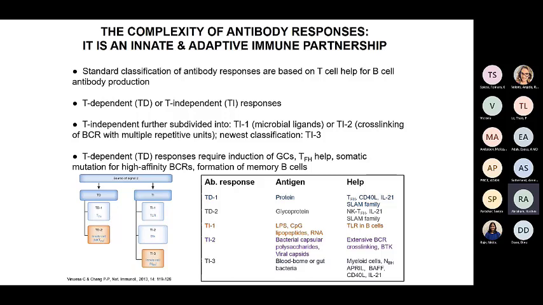IgG, IgA, IgE, etc., because they serve particular functions, right? So for mucosal immunity, IgA is very important. For antibody responses to allergens or parasites, etc., IgE antibodies are important. And then, of course, there is formation of memory and long-lived plasma cells.